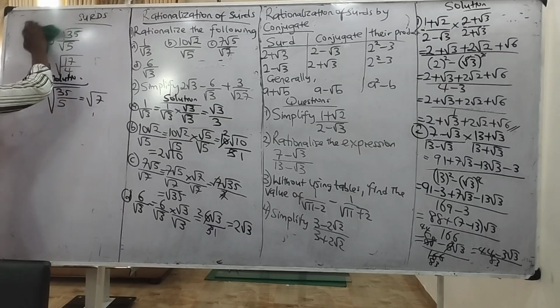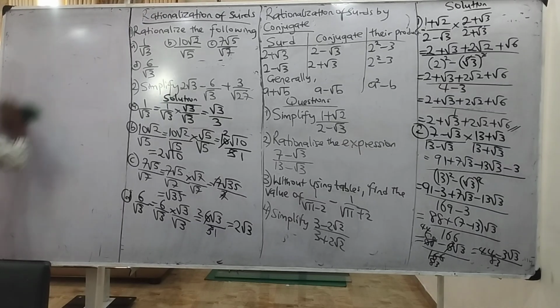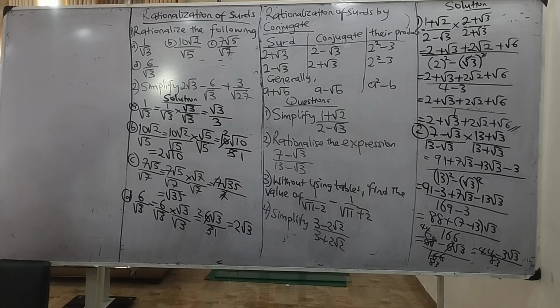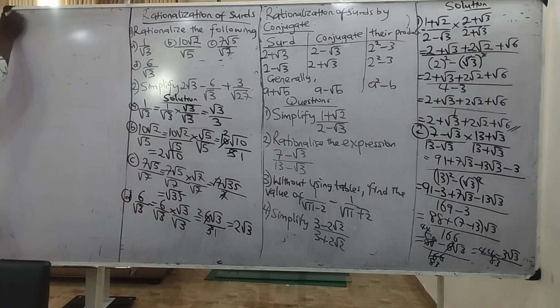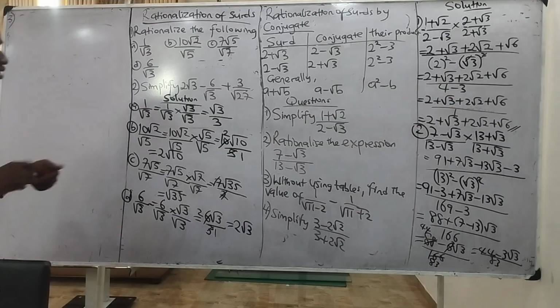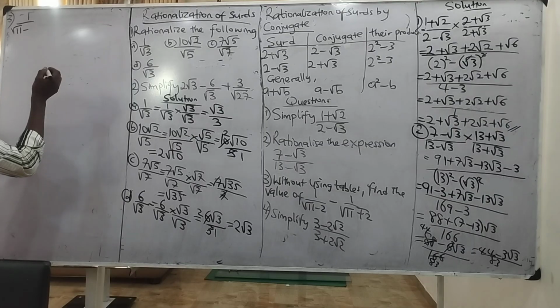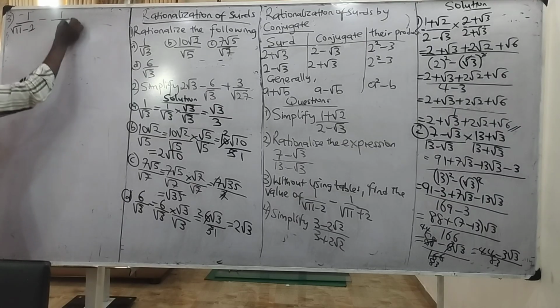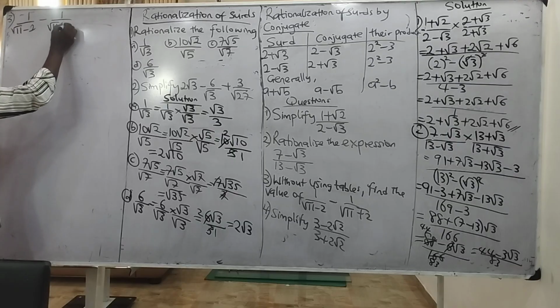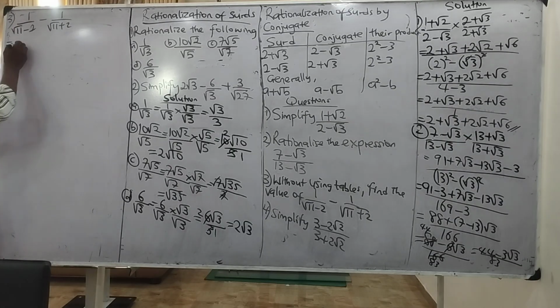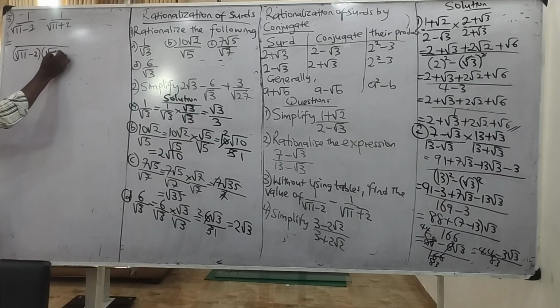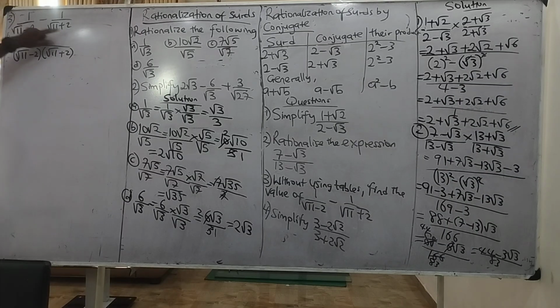So let's go to the number 3 there. Without using tables, find the value of 1 over root 11 minus 2 minus 1 over root 11 plus 2. Let's use the idea of LCM. So bracket root 11 minus 2, bracket root 11 plus 2. You can see they are different. They are conjugates of themselves. So let's use this method so that we can be able to multiply.